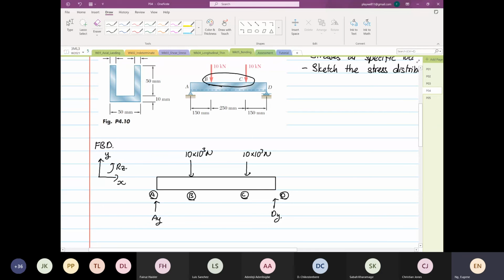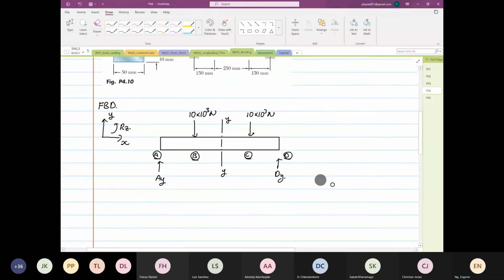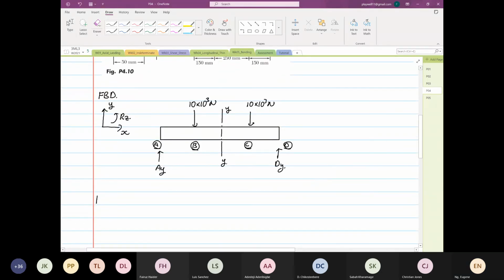Then I'll draw an axis at the center. This is known as YY. So why do I do that? Based on geometry and loading about the YY axis.